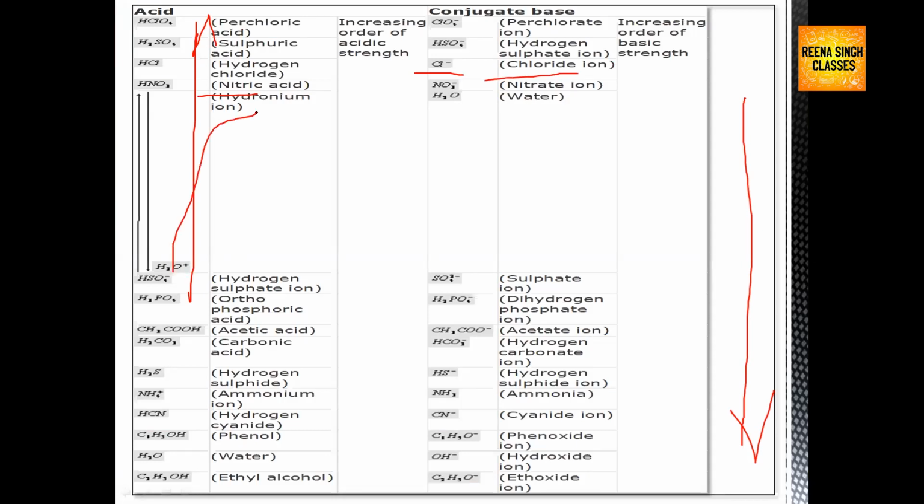Hydronium ion is an acid whose conjugate base is water. Same like that, hydrogen sulfate, its conjugate base is sulfate. Orthophosphoric acid, its conjugate base is dihydrogen phosphate.